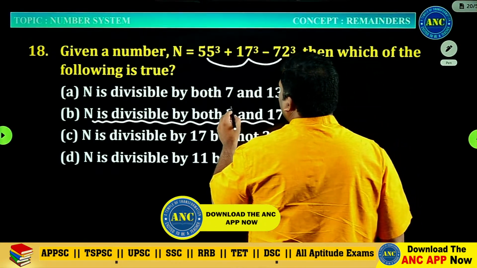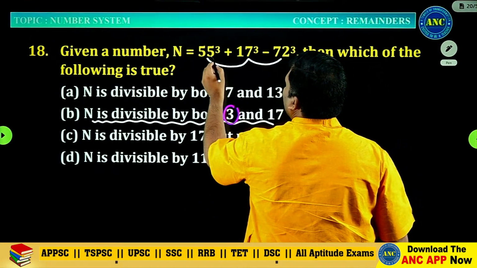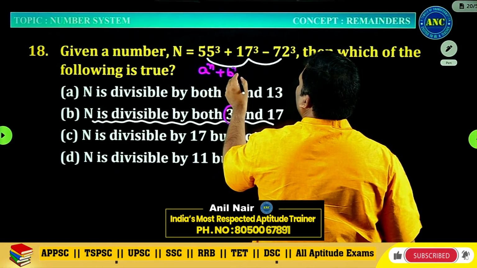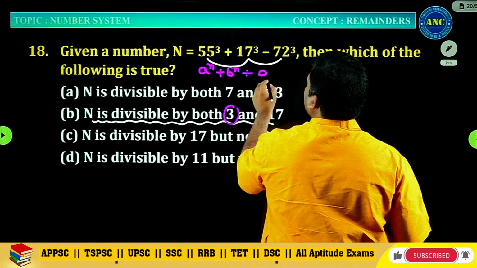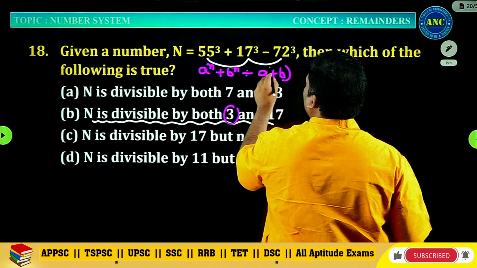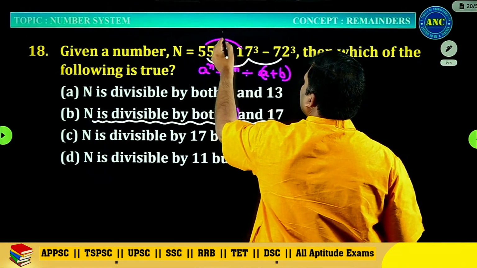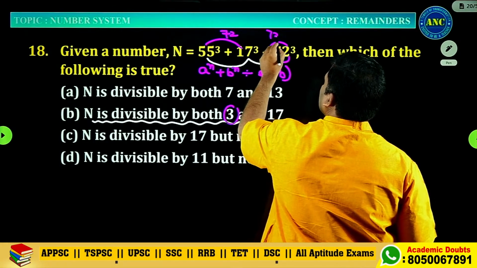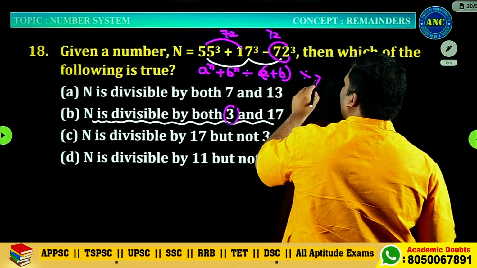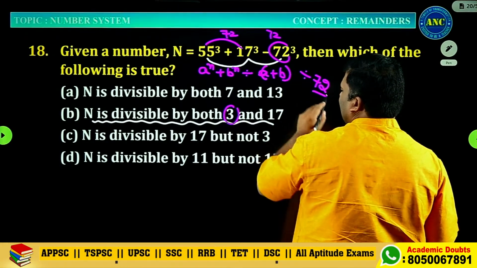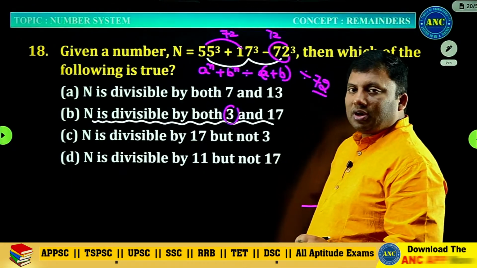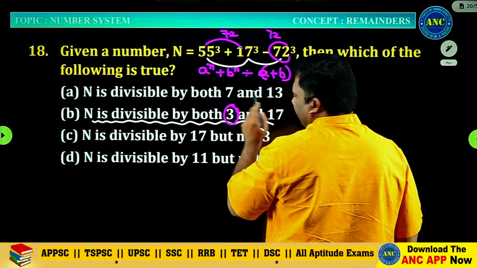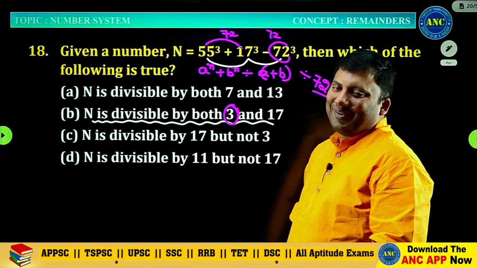Check it out for 3. Okay, you don't need to do that also. A power n plus b power n is always divisible by a plus b. That means it is divisible by 72. Answer should be divisible by 72. Which answer option will divide 72? 3. Finish. Are you all with me?